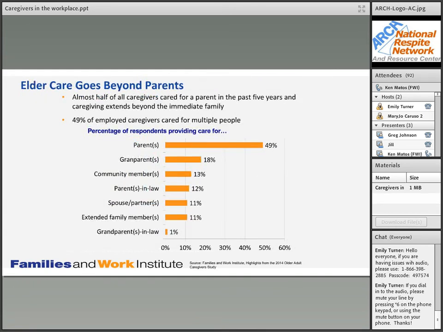We also found that elder care goes beyond parents. Almost half the caregivers cared for a parent in the past 5 years, 49%. We found that 13% said they were caring for a community member, someone they weren't related to, which is a surprisingly large number for people being invested in the care of people outside their families.